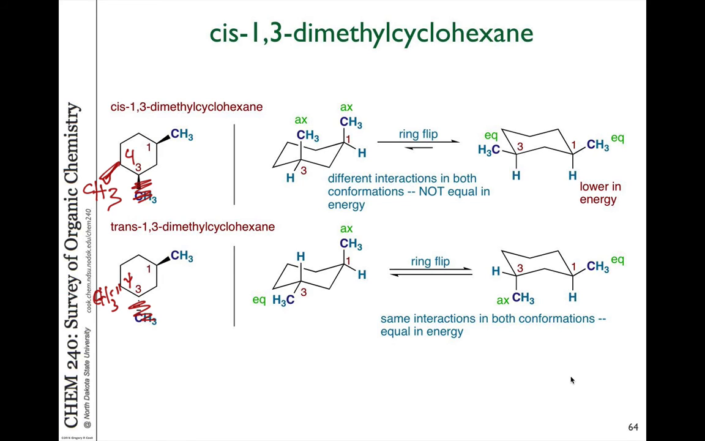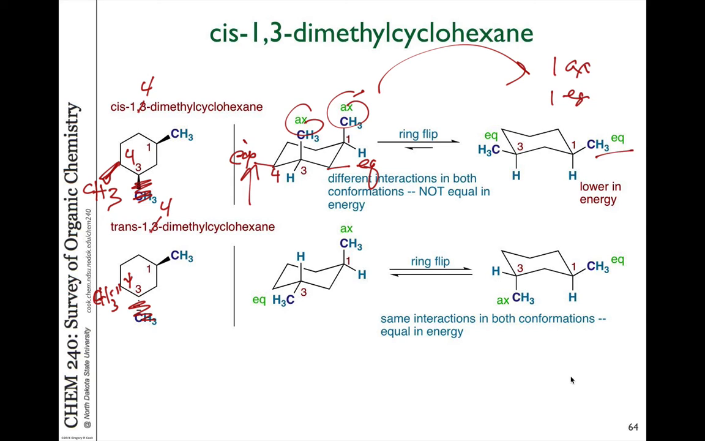Okay, 1,4-dimethylcyclohexane. It's going to be an alternating pattern as well. So axial, equatorial, axial, equatorial. So if the methyl group is on the 4th carbon, it's going to be one axial, one equatorial, and when we do the ring flip, you're going to again have one axial and one equatorial. This one equatorial, this one axial.